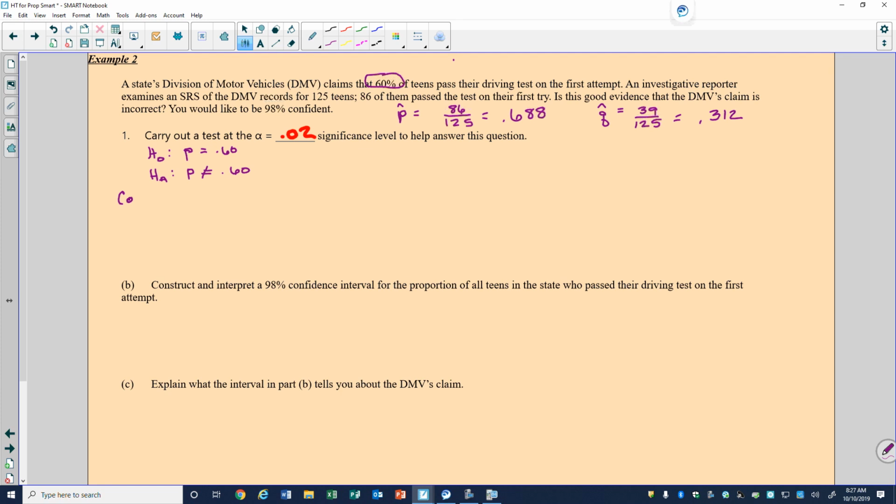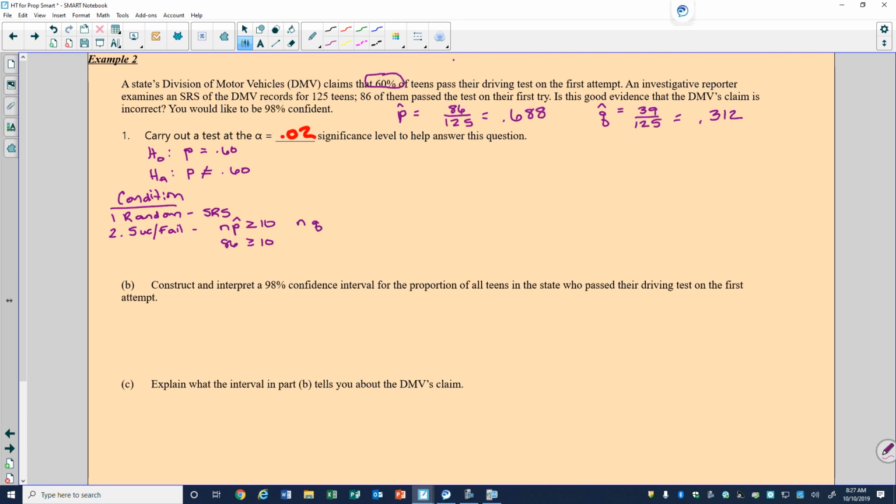First, let's check the conditions. No sense in wasting time on my test if I can't meet the conditions. So number one condition, it must be random. And it's stated here in the problem that we have an SRS. Number two, we have to meet the success failure condition. So I have to have n times p-hat greater than or equal to 10. You could do 125 times 0.688, but we already know the number that passed, and that was 86. That is greater than or equal to 10.